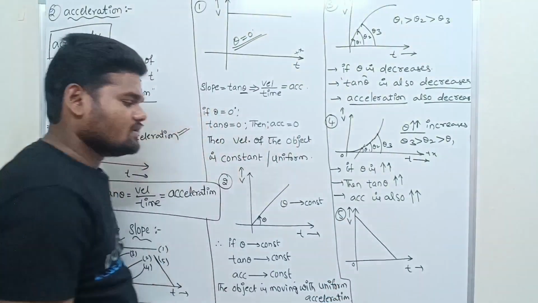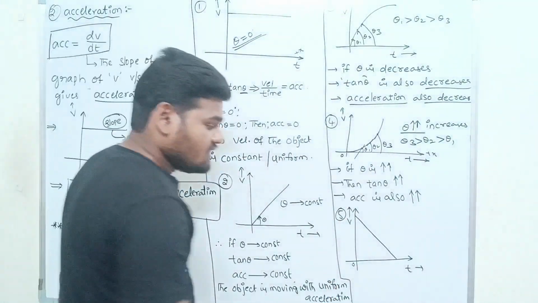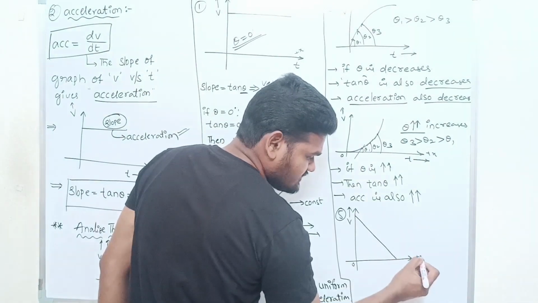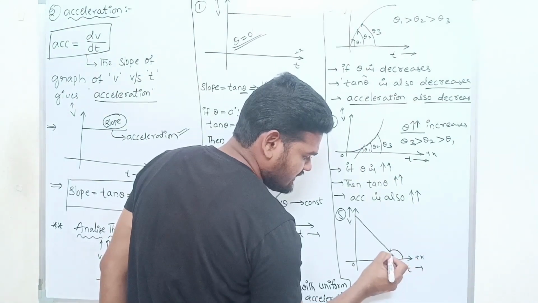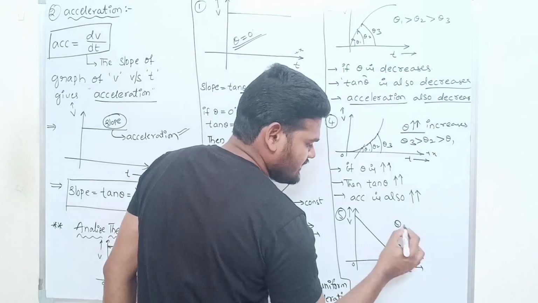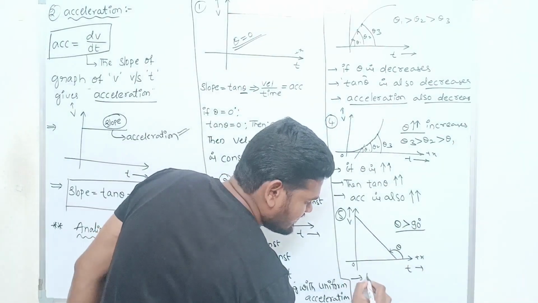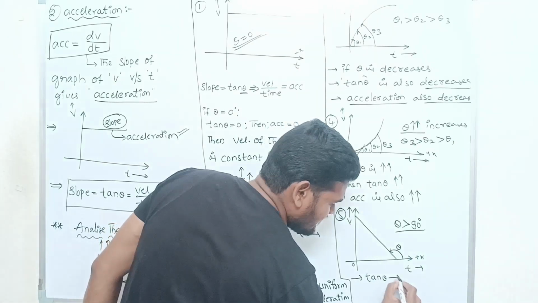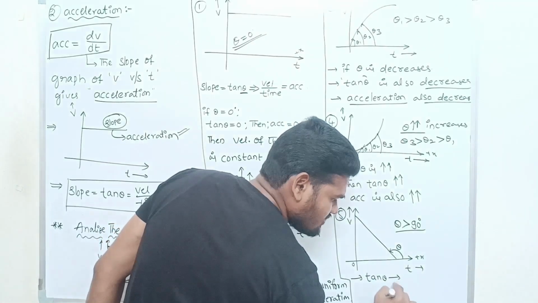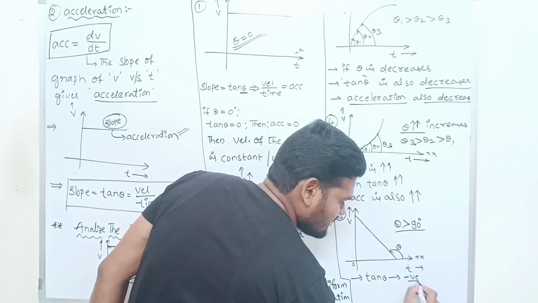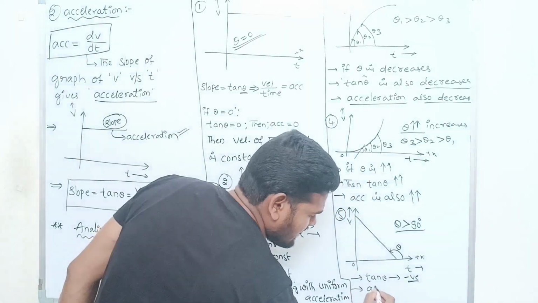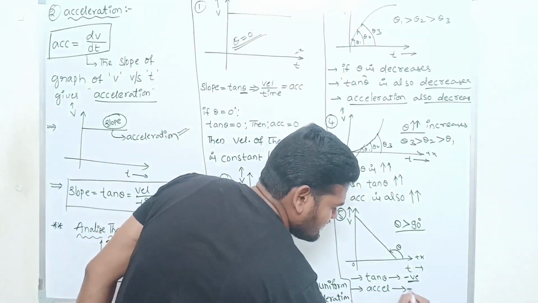This is the origin. Have a look. With respect to the positive x-axis, we take an angle theta towards the slope. Here theta is greater than 90 degrees. Whenever theta is greater than 90 degrees, tan theta is negative. If tan theta is negative, then acceleration is also negative.